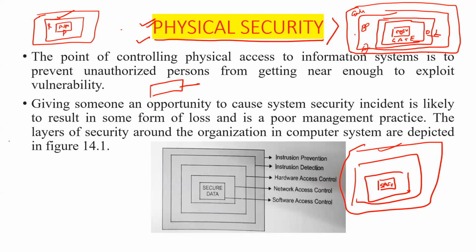Okay. So the layers of security around the organization in a computer system are depicted as in the figure. First, we have secure data, that is software access control. After that, one more protection, known as network access control. After that, hardware access control. Outside that is intrusion detection, and the last one is intrusion prevention.